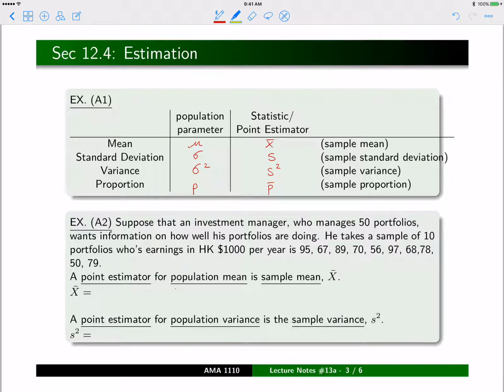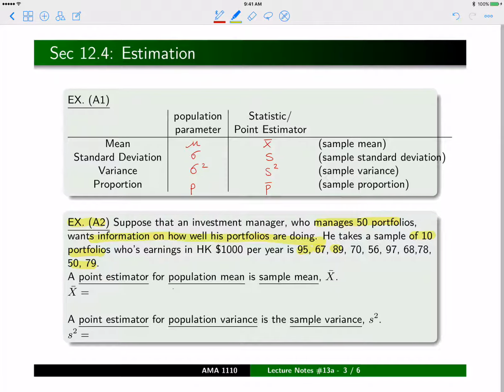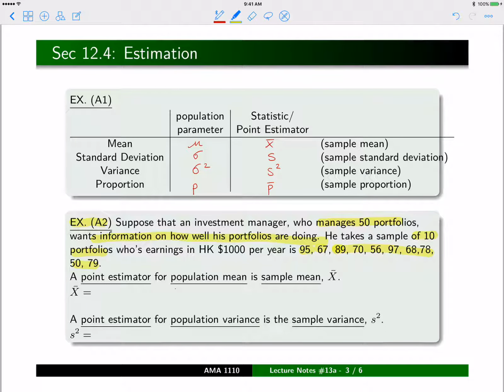So, for example, if an investment manager looking at HSBC wants to estimate how well his 50 portfolios are doing, instead of looking at all 50, he just looks at 10 of his portfolios. In thousands per year, they're earning 95, 96, 89, and so on, up to 50 and 79 thousand Hong Kong dollars per year. So what's the point estimator for the true mean of how well his portfolios are doing?